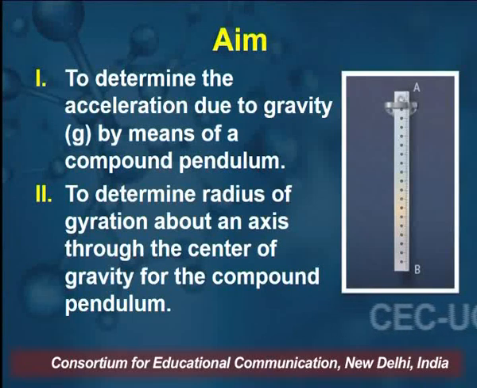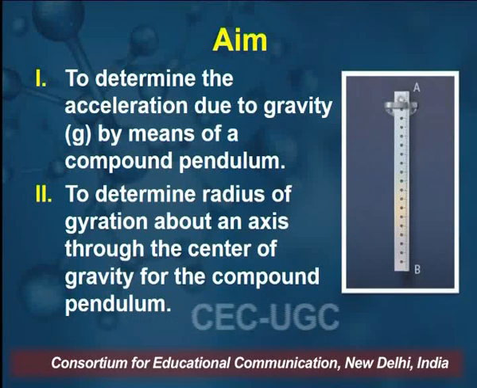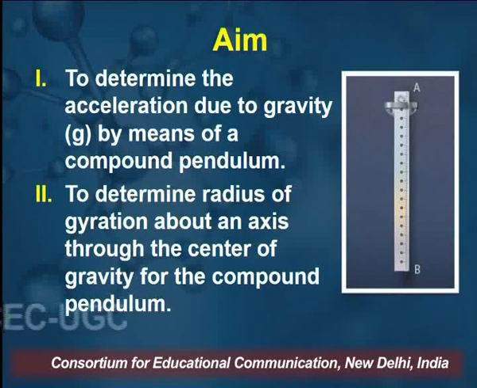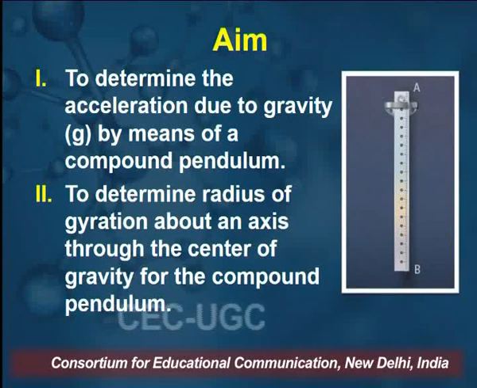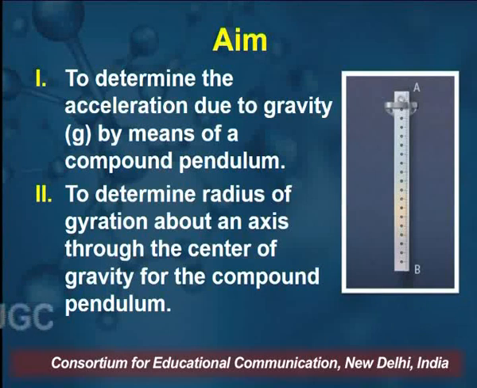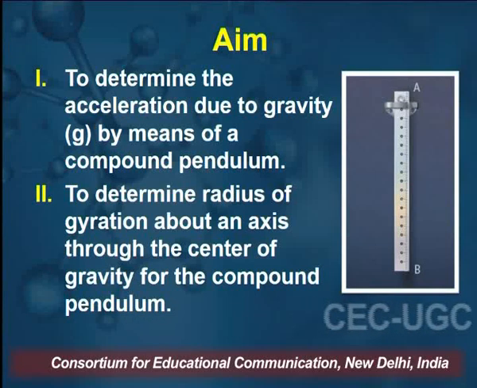Now what is the aim of this experiment? Again, as in the simple pendulum where we found the acceleration due to gravity, similarly here we are finding the acceleration due to gravity g by means of the compound pendulum. The second aim of this experiment is to determine the radius of gyration about an axis through the center of gravity for the compound pendulum. So these are the two aims of this experiment.